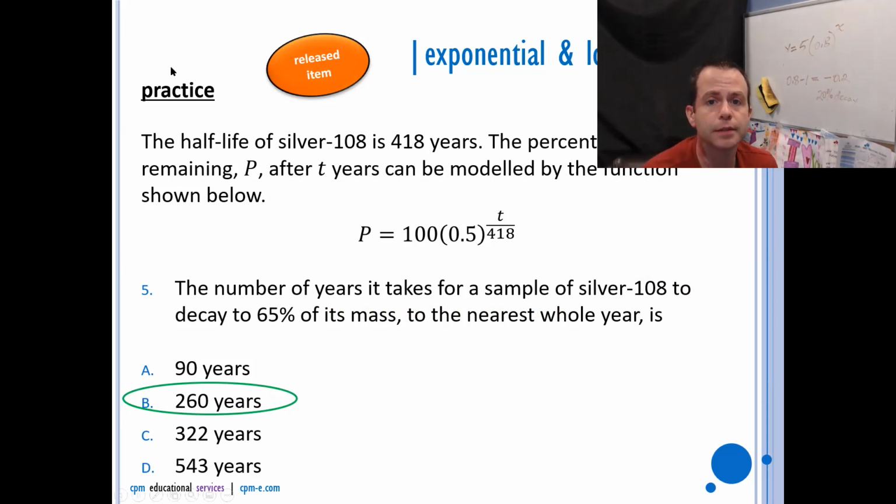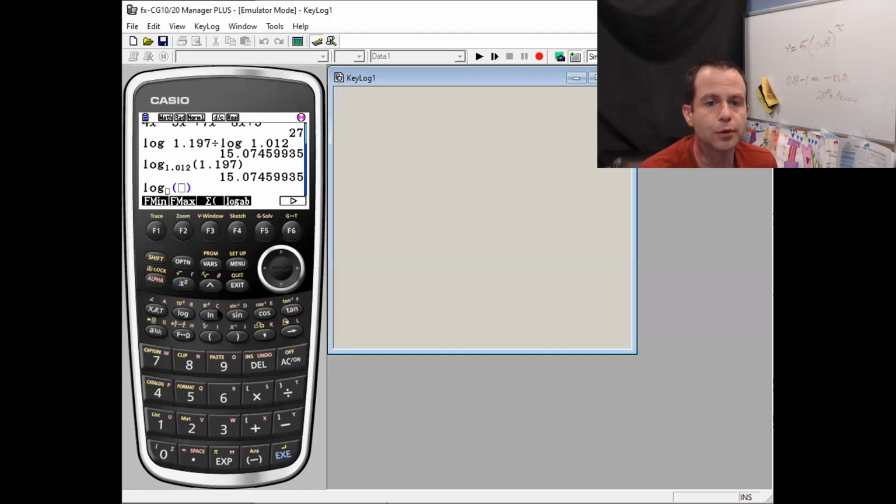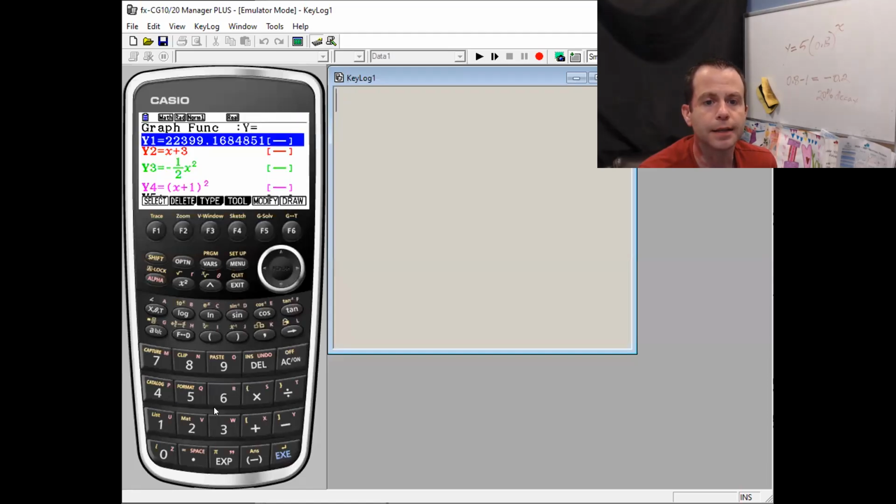So what I did was I put this into Y1 and this into Y2, okay? I'll do that for you if you want. Let me just switch to the graphing calculator. And we're gonna go graph. And I'm gonna have 65 in for Y1. And for Y2, I have 100 times 0.5 exponent x2 divided by 418. Okay, and I'm just looking for that intersection point.